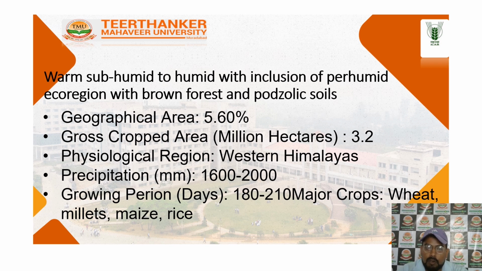Next is the warm subhumid and humid, including the perhumid, ecological region with alluvial soils, and these have an area of 5.6% and gross crop area of 3.2%. The physiological region is the western Himalayan region. The availability of this region is basically found here, and the rainfall is 600 to 2000 millimeters, which means more availability of rainfall, and the growing period is 118 to 210 days, and crops that need more water, like wheat, millets, maize and rice, grow in the specific conditions.